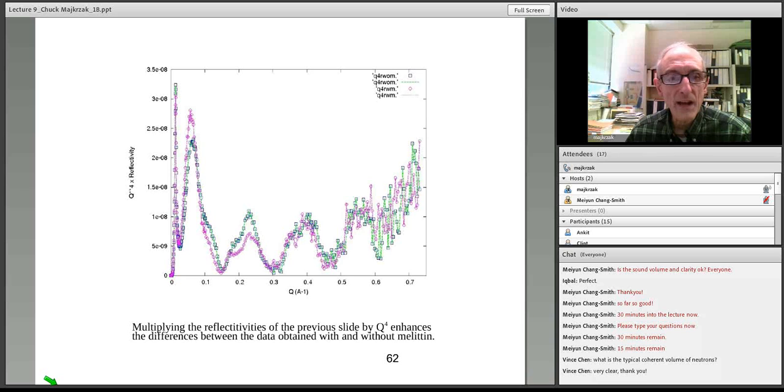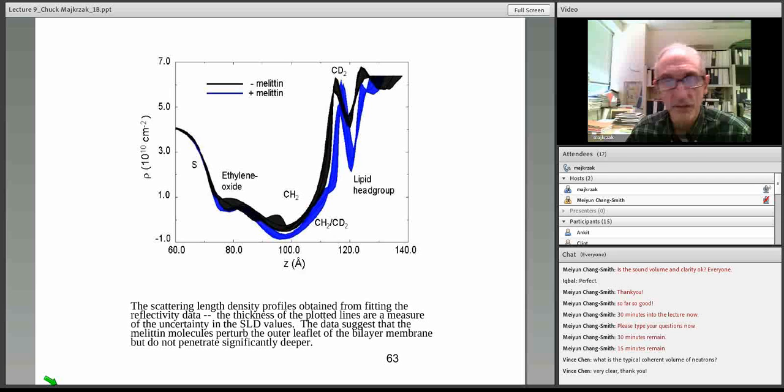So if we now analyze this data just by fitting, in this particular case, we find that in this profile, the substrate is to the left here, this is the sulfur on the top of the gold to the left. Here is the hydrogenated part of that leaflet, and this is the deuterated part, and you can see the difference with and without melatonin, that with the melatonin, there seems to be a dramatic change of the scattering length density profile right at the top in the upper head group. So the melatonin apparently nudges itself in the upper leaflet, and this is a really clear indication of where it goes.